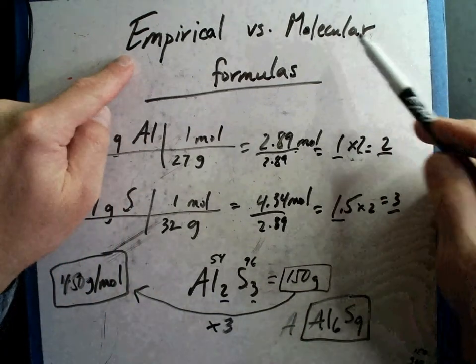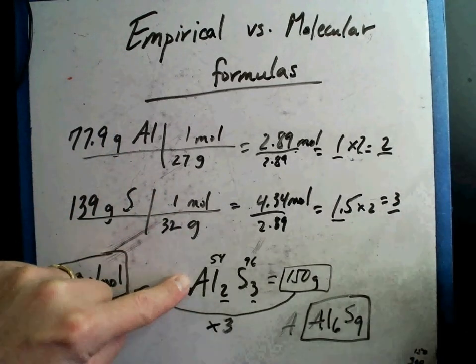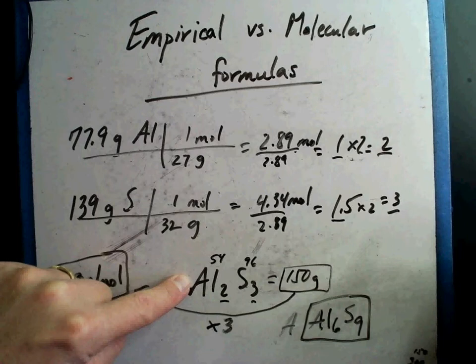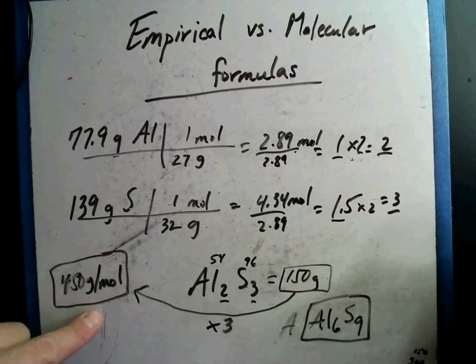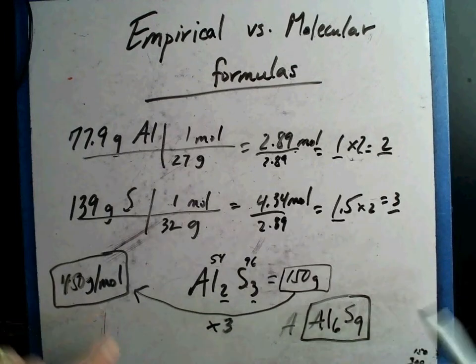So how do I know the difference between an empirical formula and a molecular formula? Empirical formulas, I do all the math. It's the skeleton equation that I get. That's an empirical formula. When they tell me how much it weighs, I do one more step. How many times does the skeleton fit into that? And I have the molecular formula.